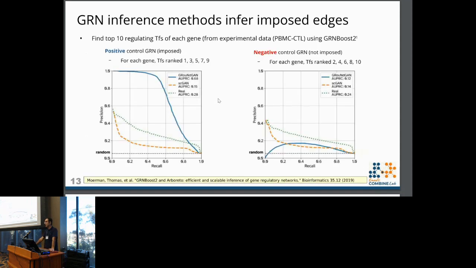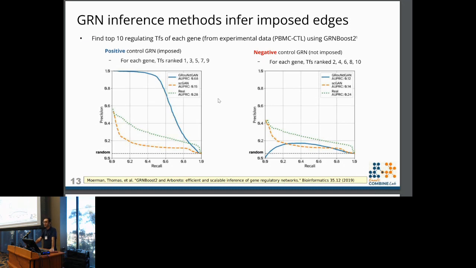So now we have a model that generates realistic data that imposes a GRN causally, but we now want to see if a GRN reconstruction method is capable of inferring that GRN that is imposed into the data, and what happens to the edges that were present in the data, but we either failed to impose them or simply did not want to impose them. So to answer those questions, we here design some controlled experiments where we first start by finding the top 10 regulating TFs for each gene from experimental data. For that, we use GRN-Boost2.